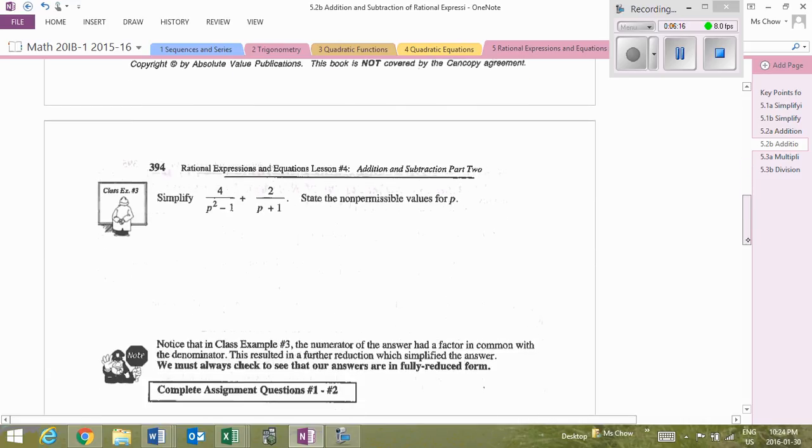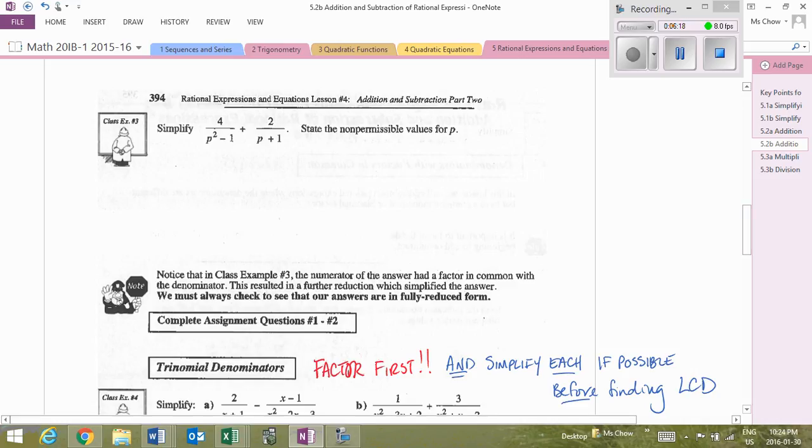Okay. Moving on to the next example. So again, factor that denominator. So we have a difference of squares, p plus 1 times p minus 1 plus p plus 1.